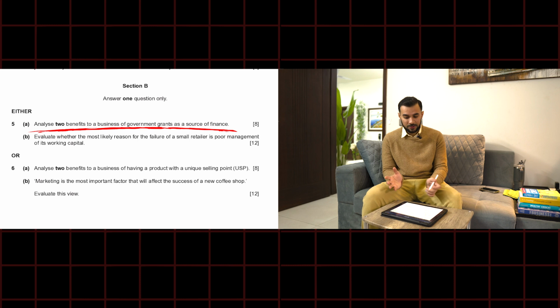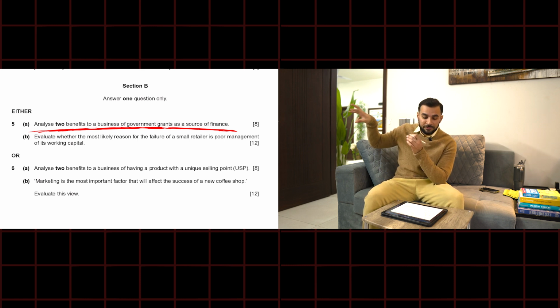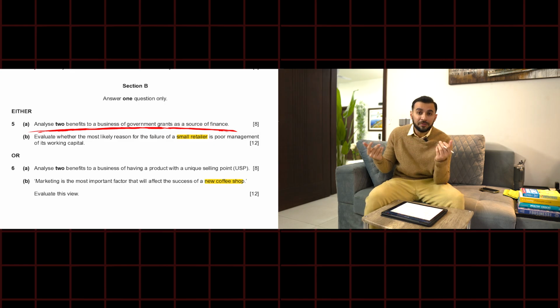And then you see the industry. Let's say in 5B there is a small retailer, and in 6B there's a new coffee shop. Now you need to understand and visualize those businesses in those 10 minutes. What industry can you talk about better? What pointers can you write better? It's not about just writing the easier one. That's my point.